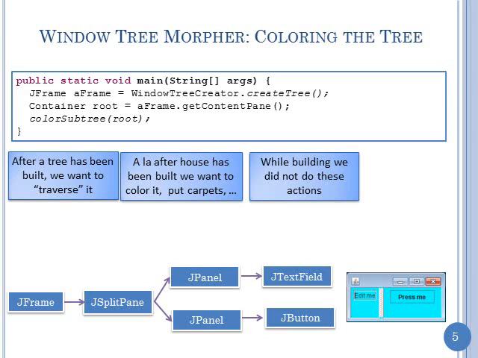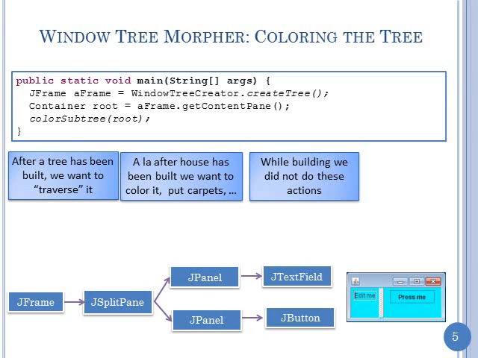And while building, we did not do these actions. So we didn't just build the blue color into it. We just didn't color at that point, and we said that's for somebody else to do. And this is going to be important. That one piece of code is going to build the tree, and another piece of code is now going to do things with it. And we want to make sure that these two programmers or these two pieces are not too intimately connected to each other.